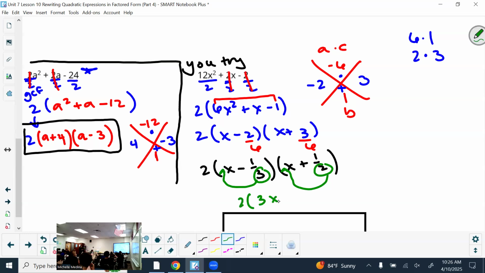My final answer ends up being 2 outside of parentheses because your GCF needs to still be there. Then 3x minus 1 and 2x plus 1. That's how you can multiply to get the 6x squared.